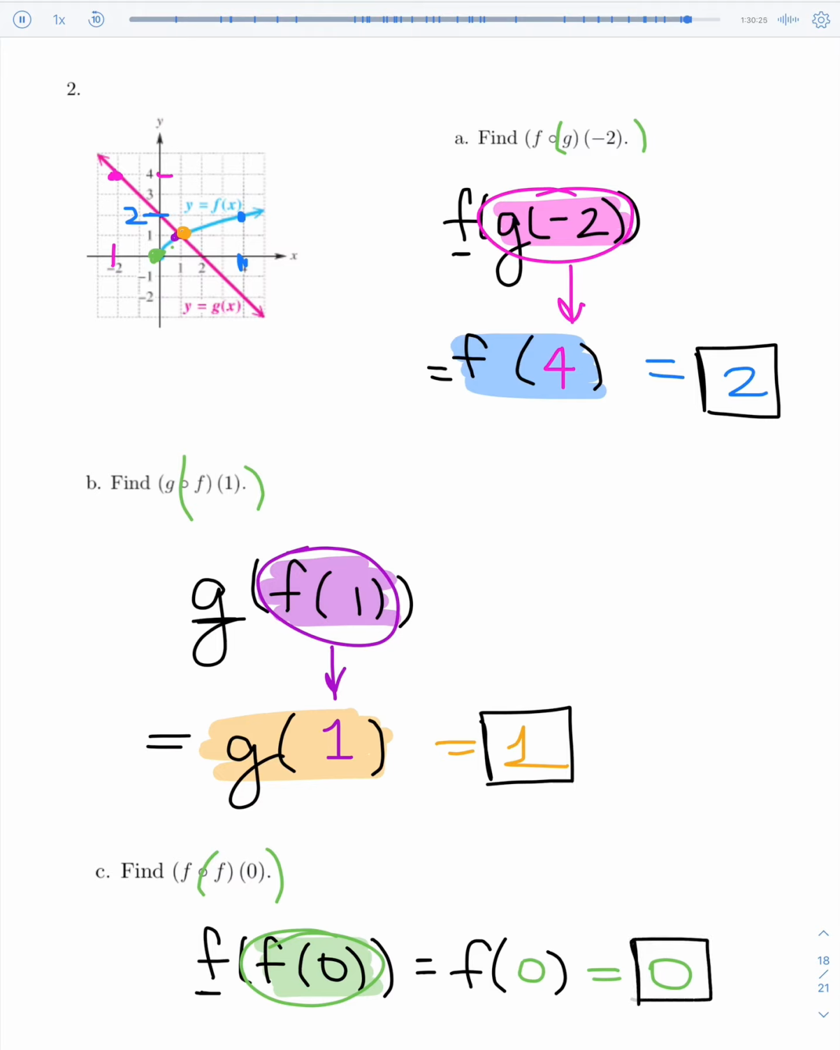So it's kind of like I'm again stuck at the same point. I plug in 0, I get out 0. I plug it back in, I still get out 0. And that's my final answer, is just 0.